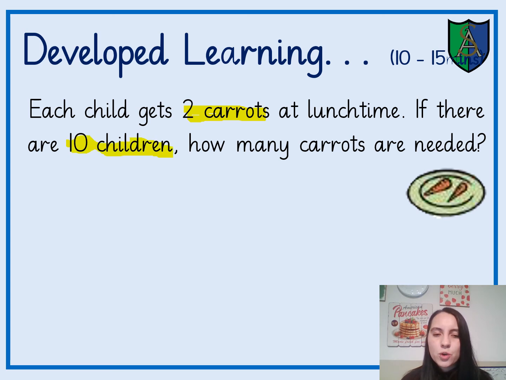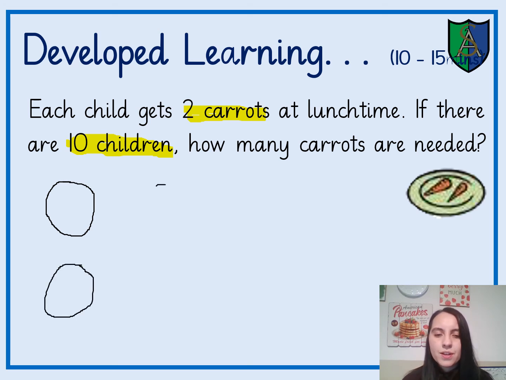So we have 2 pieces of key mathematical information which will help us to solve the problem. We've got 10 children and each of the children should get 2 carrots each. Okay, so what I'm going to do is what you're going to be doing in your independent task today. You're going to be drawing out your ideas. Okay, so the first thing I'm going to do is I am going to draw my 10 children. Okay, and I'm just going to represent them as circles because it's their plate.